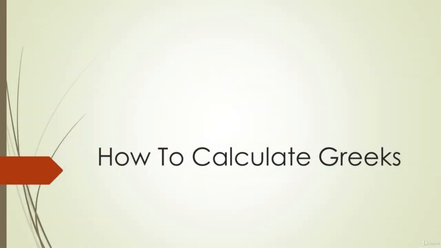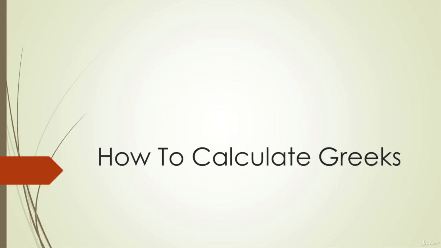Welcome back everyone. In this section we have discussed all the options Greeks. Now you must be wondering how to calculate all the Greeks for an option. Actually we need not calculate options Greeks, because many of today's trading platforms provide all the Greeks values for different strikes. But you can also calculate these values yourself by using an options calculator which uses the Black-Scholes options formula.